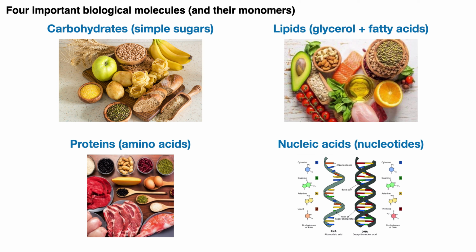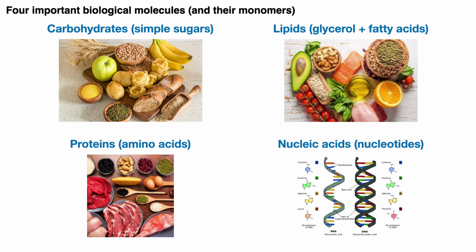When we ingest carbohydrates, our digestive system breaks down those long chains of starch and turns them into those small simple sugars, which is actually food that you can absorb into your bloodstream and that cells can use. Lipids are another important biological molecule, particularly important because they make up the membranes of cells, but they have other important structural and energy storage functions as well, and they are polymers of glycerol and fatty acids.